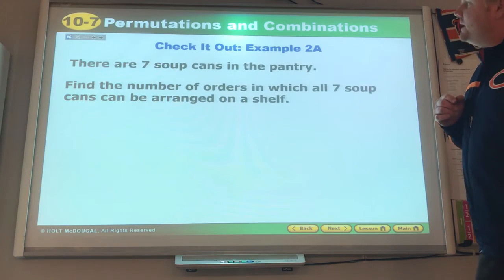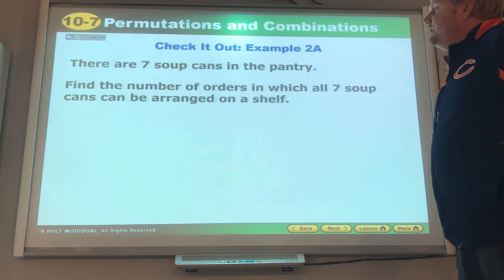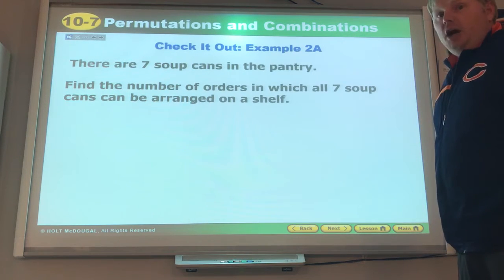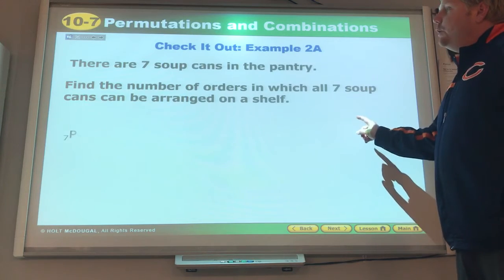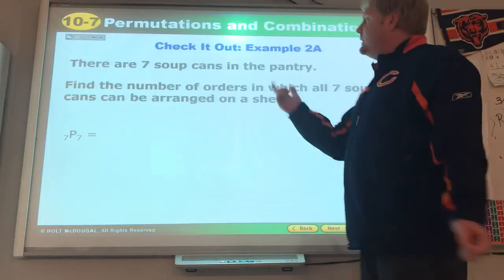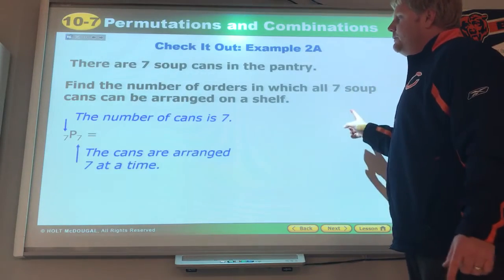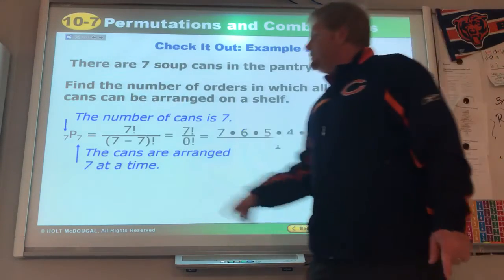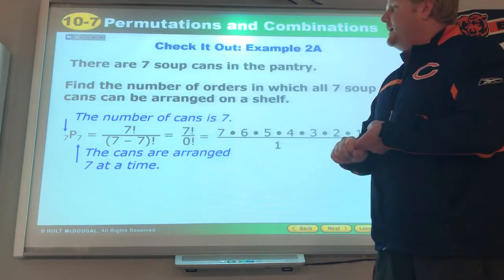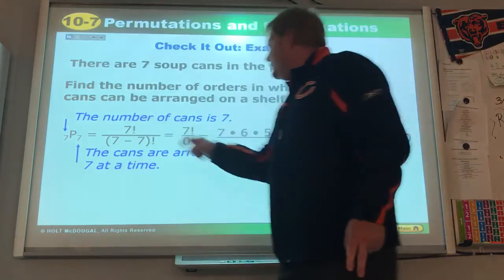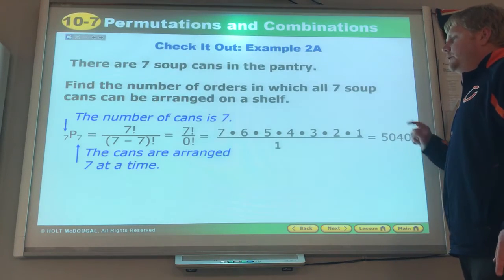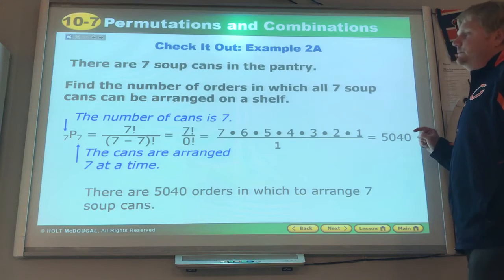There are 7 soup cans in the pantry. Find the number of orders in which all the soup cans can be arranged on a shelf. They all fit on the shelf. So we can think, I've got 7 things. There's 7 spots. Yay, I can fill this thing out and do all this. 7 minus 7 is 0 factorial. But if there's 7 things and there's 7 spots, just do 7 factorial. 5,040 different ways to put them on there. Wow, it's a lot of different ways.